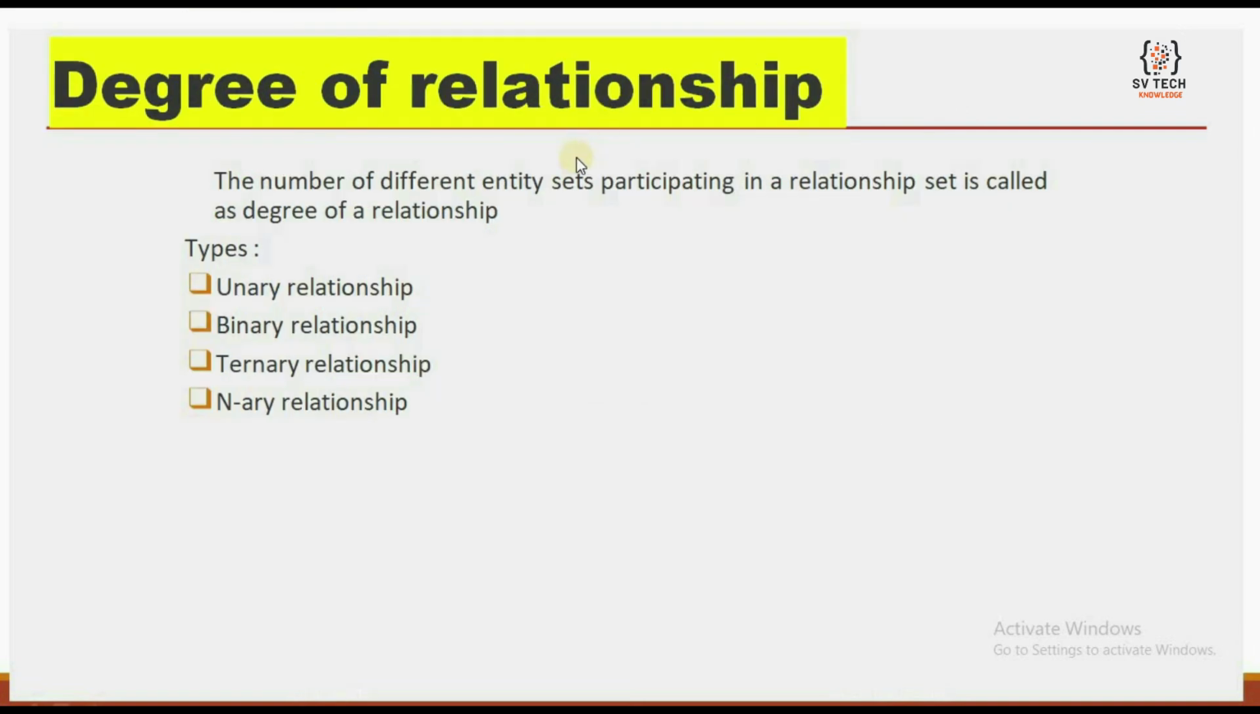Degree of relationship: the number of different entity sets participating in the relationship set is called the degree of relationship. Types: we have mainly four types of degree of relationship: unary relationship, binary relationship, ternary relationship, and N-ary relationship.